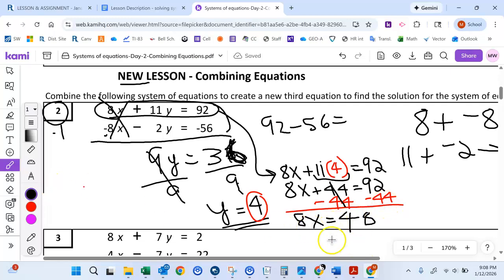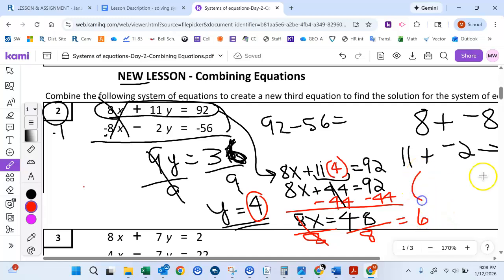And then, remember, we have to divide both sides by 8. I'm just using my mouse, and I'm not very good at that. Divide both sides by 8. This cancels, and then that is equal to 6, okay?